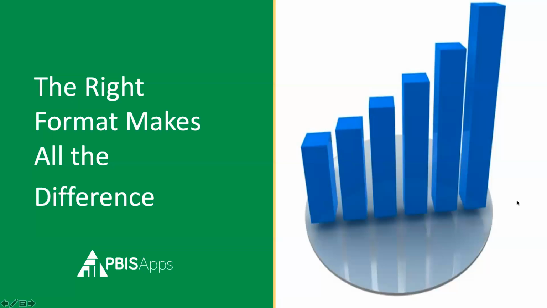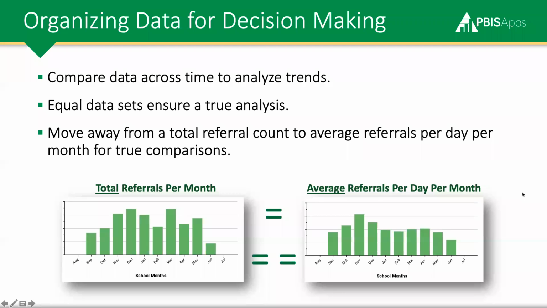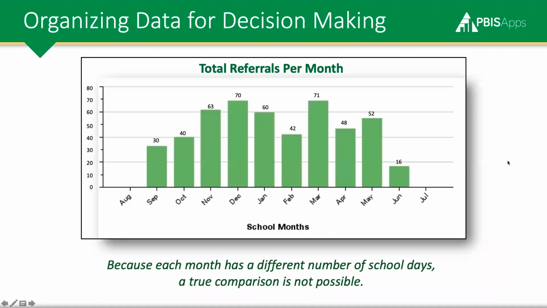So we start by looking at our graphs always, and really wanting to make sure we're looking at graphs in the right format. So you heard me talk about average referrals per day per month. When we organize our data for decision making, we want to compare this data across time to help us analyze the trends. And so we want to move away from a total referral count to looking at the average referrals per day per month to get a true comparison, because every month has a different set of student contact dates. So if we looked at just a total, it doesn't give us a true comparison.